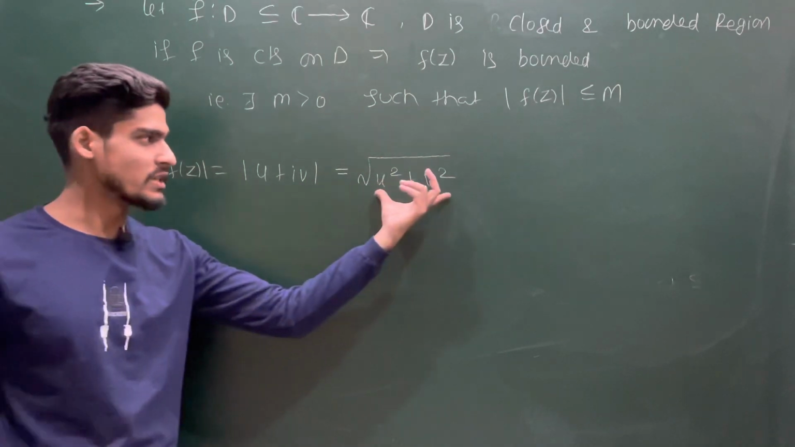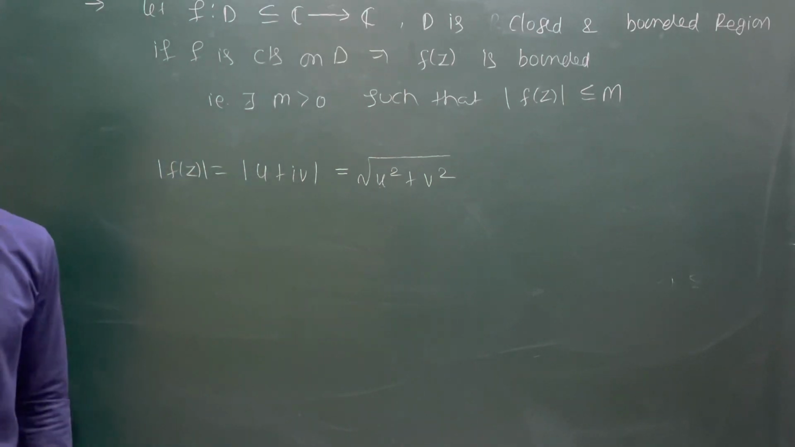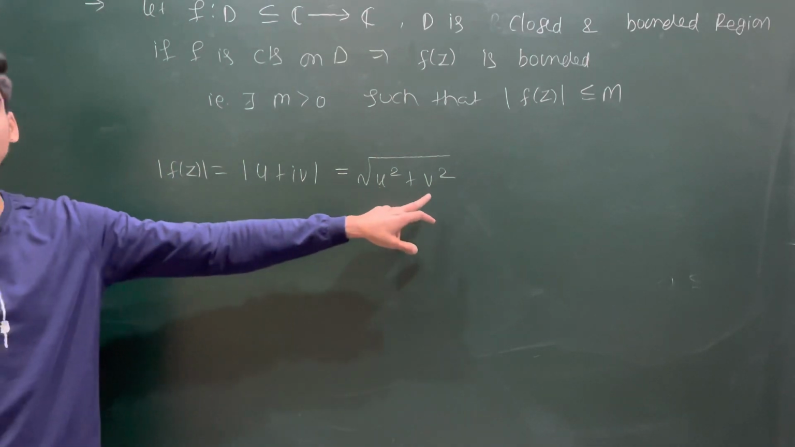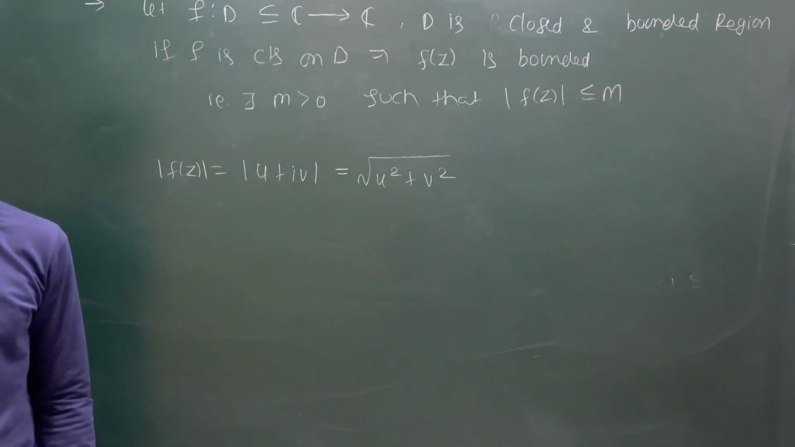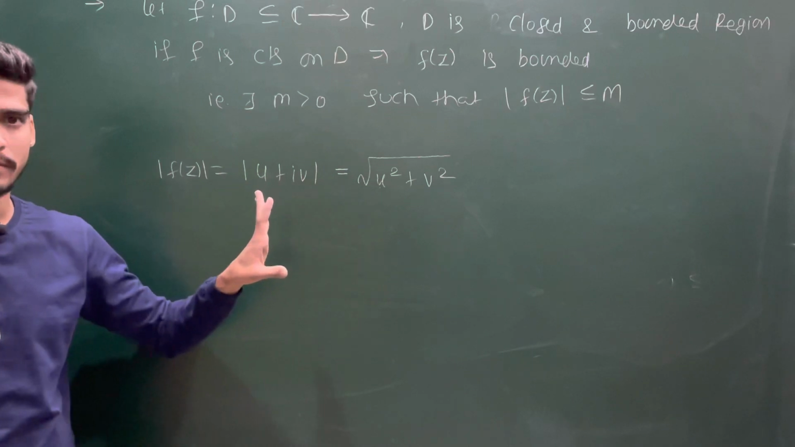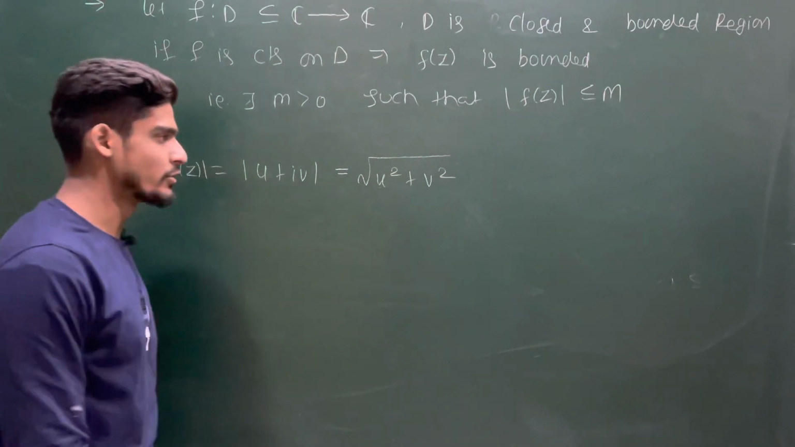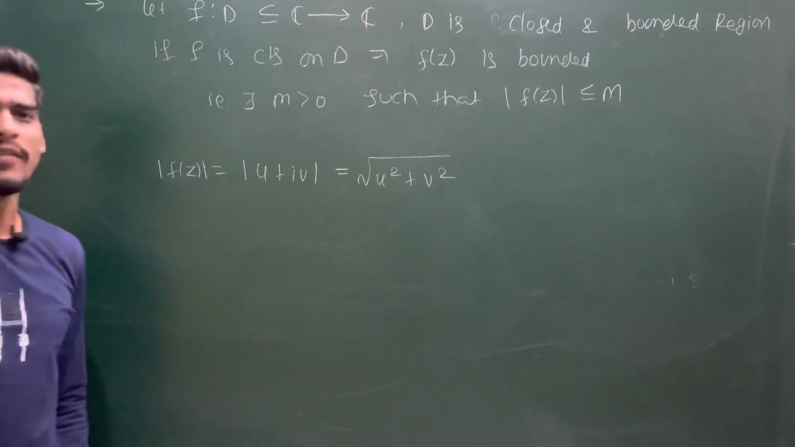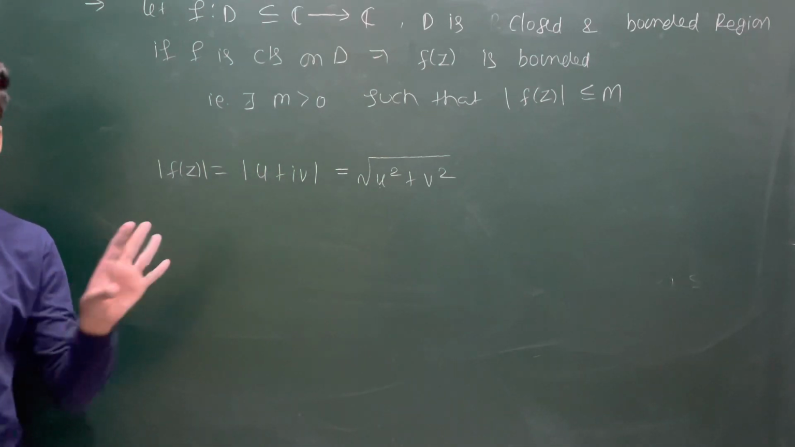So their square root is again a continuous function, and this function is on R2, because u square is defined from R2 to R, and v square is defined from R2 to R. So this is again a continuous function, because both are non-negative. If it is negative, then it has a problem. But u square plus v square are both non-negative, so this is continuous. And every continuous function on a compact set attains its bounds. That means it will attain its maximum and minimum also.